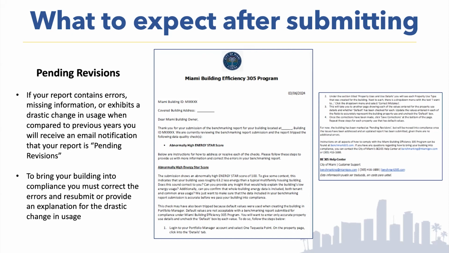Or if you receive a pending revisions email and everything in your report is correct, there's nothing to update and resubmit, then you can provide an explanation to the help desk. You can just respond to the email. We'll receive that. Just provide any type of explanation that has to do with whatever the error is. The help desk will go ahead and bypass the flag for you and will manually move your building into compliance. So those are the two options of emails you can receive the following day.